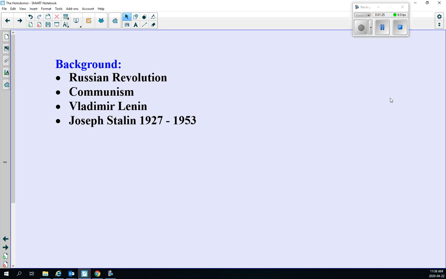Leader was Vladimir Lenin. Lenin died in 1924, and the next leader of the Communist Party, the government of Russia, which is now the Soviet Union, was Joseph Stalin. So Joseph Stalin will be the dictator, the leader of the Soviet Union that conducts this genocide of the Ukrainians in 1932, 1933.